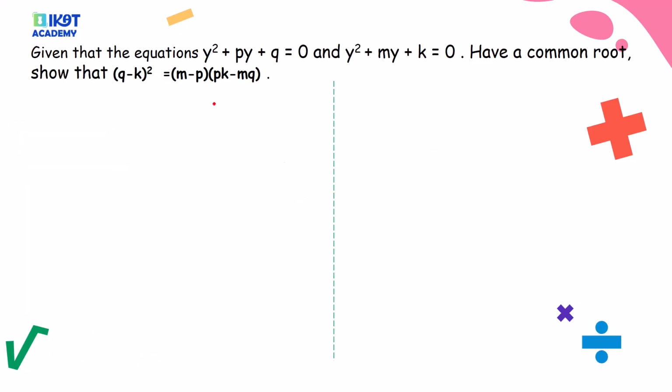so now we're going to look at this. This question says given that the equations y squared plus py plus q is equal to 0 and these have a common root, show that q minus k squared is equal to m minus p into this. Now for the equations that are going to be talking about common roots, we are going to always say let the common root of these two quadratics be y1. And what do they mean by common root? The first thing you know about a root of a quadratic equation is that number, or that value, that solves that quadratic equation. That means when you substitute that value into that quadratic equation, it's going to solve it.